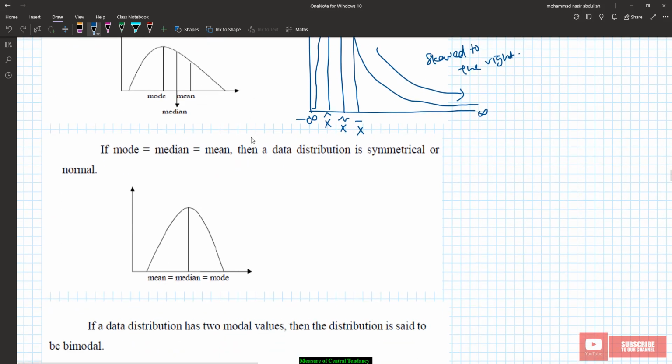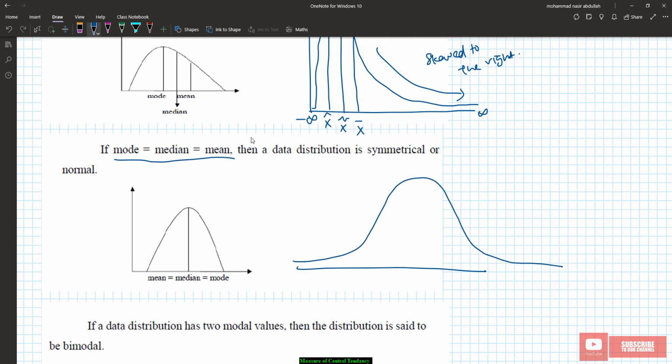When mean is equal to median and equal to mode, this is the ideal distribution. Mean equal to mode equal to median, from negative infinity to infinity. Then we can say that we have a symmetrical distribution or normal distribution. This is the relationship between mean, median and mode.